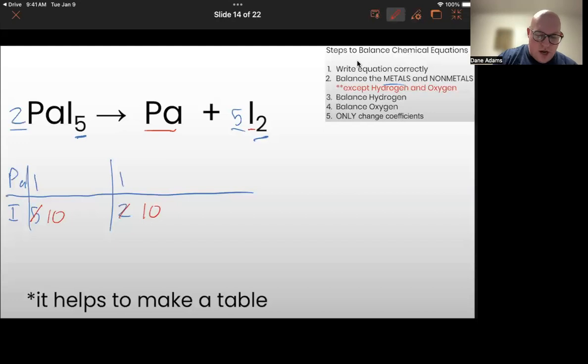But I have also changed this Pa. I've changed that into a 2. So I got to balance that. You can see that looks like an easy fix, right? Let's just put a 2 right there. And now we're good to go. Everybody's balanced. Our work is done.